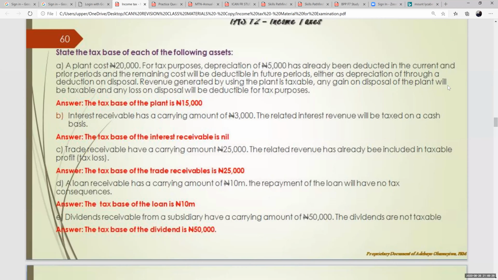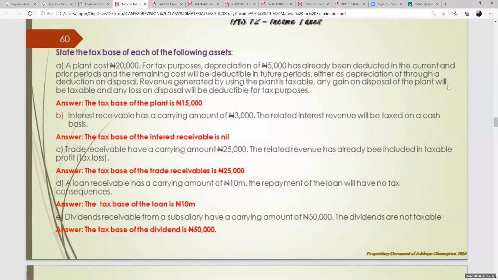And the only time a temporary difference will not exist is because the carrying amount and tax base are the same. In that regard, I can infer that my tax base is the same as that 25,000, which is the carrying amount. Also, let's look at this regard.